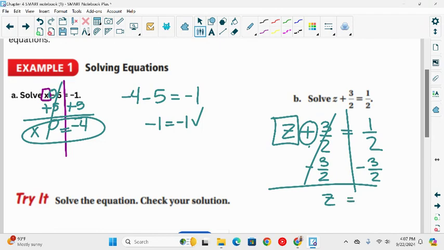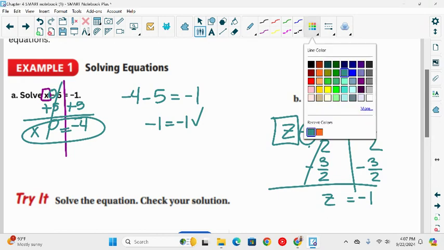And I have 1/2. I'm going to punch this into my calculator. 1/2 minus 3/2 gives me -1. And once again, I want to check my work. I want to make sure that I'm doing it correctly.